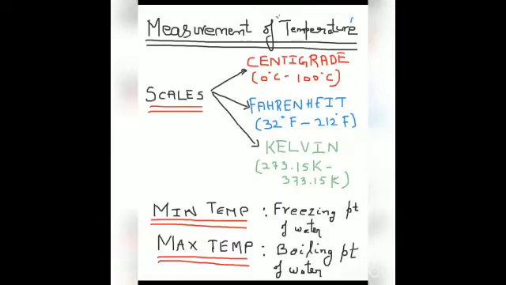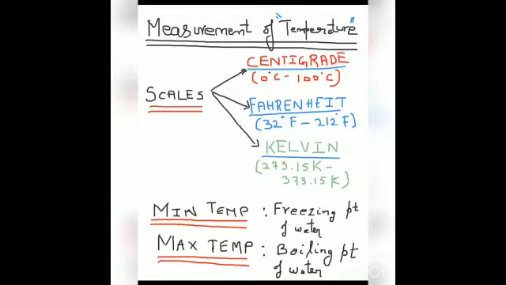Temperature is defined as the degree of hotness or coldness of your body. It is related to the internal energy of your body. Temperature can be measured in three different scales. The three scales of temperature are centigrade scale, Fahrenheit scale, and Kelvin scale.